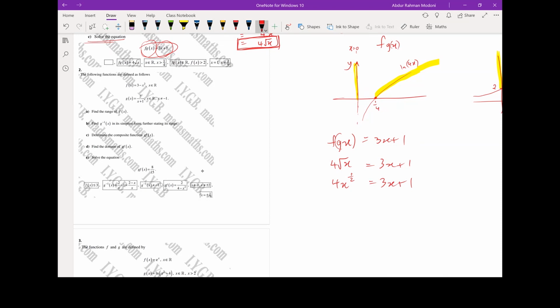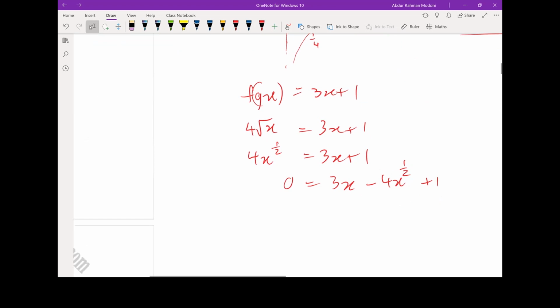Always equate things to 0. I would always do that with all equations when we're trying to solve. So you essentially end up with 3x minus 4x to the power of a half plus 1 equaling 0. Now, the x has a power of 1. There's something to spot here.